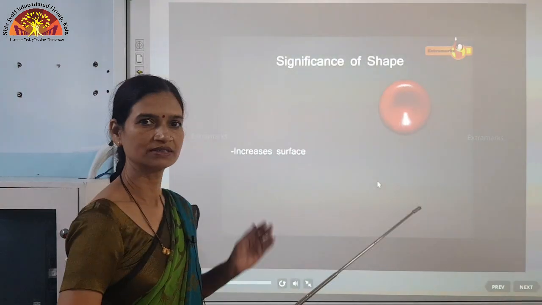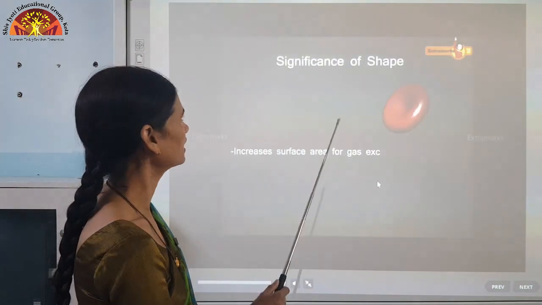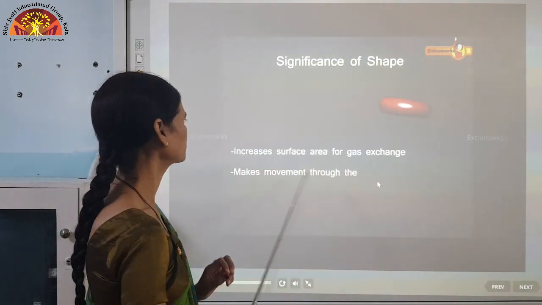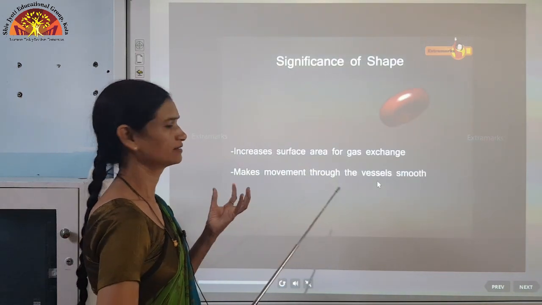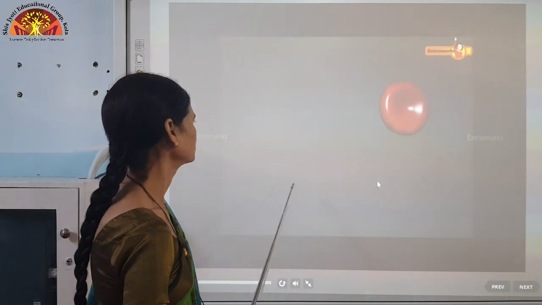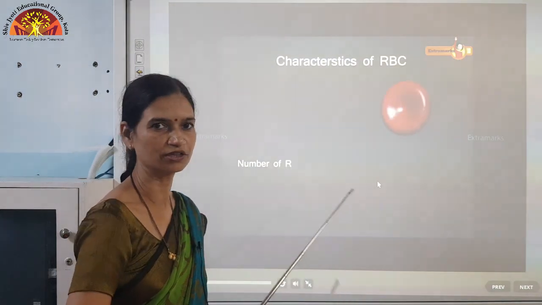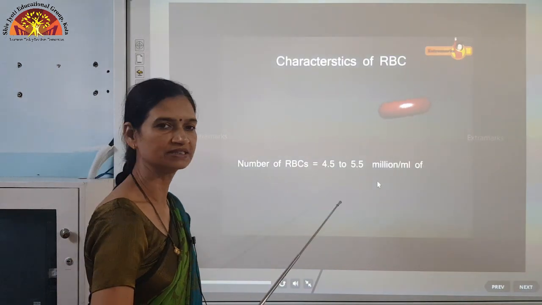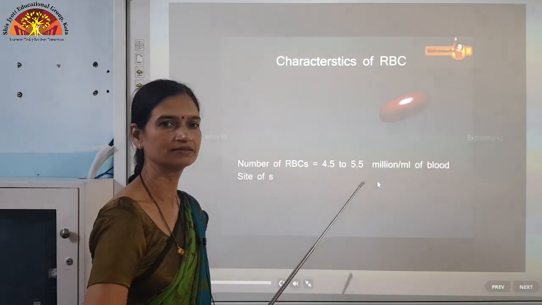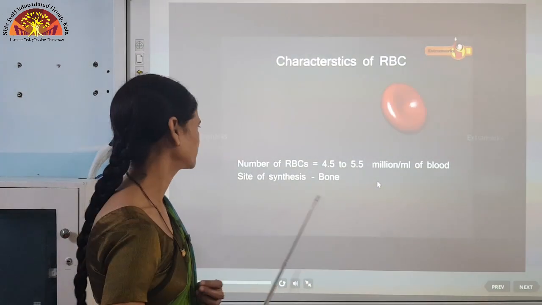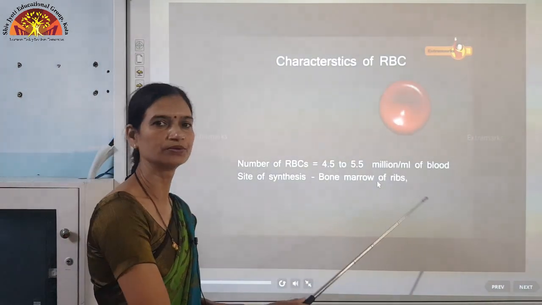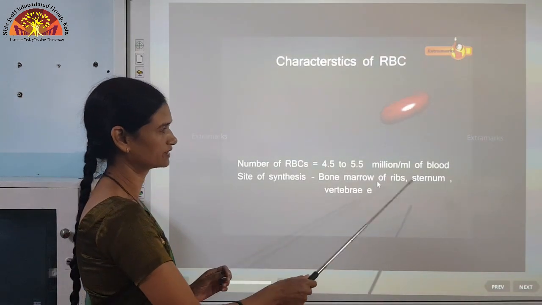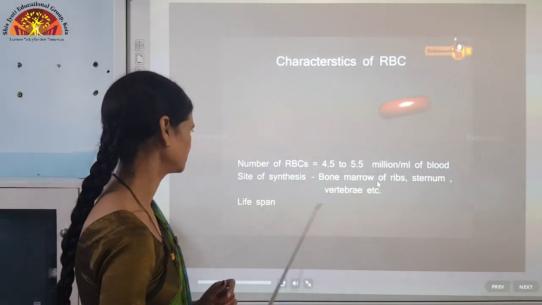Now we'll see about the different cells. Like RBC, okay, so significance of shape, what is its shape, children? It has a biconcave shape. This shape helps in the exchange of gases. Now characteristics of RBC. Number of RBC is 4.5 to 5.5 million per milliliter of the blood, and they are formed in bone marrow. So most of the cells of the blood are formed in the bone marrow of ribs, sternum and vertebrae.